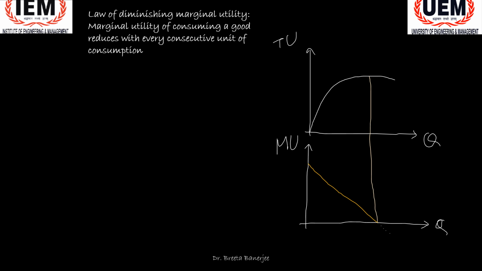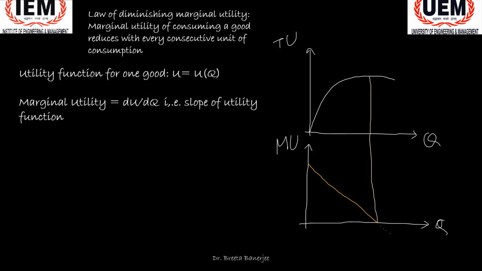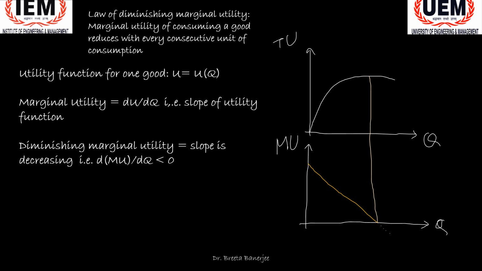Mathematically, for one good our utility function will look like U = U(Q). Our marginal utility is nothing but dU/dQ, that is the slope of the utility function, and diminishing marginal utility suggests that this slope is decreasing, that is d(MU)/dQ < 0. Initially our slope is something like this, then as we move rightwards our slope falls, it becomes 0, and then eventually becomes negative. That is exactly what is happening here.